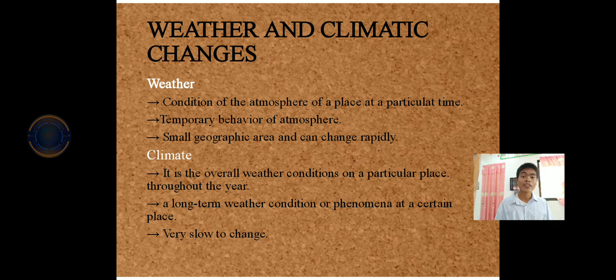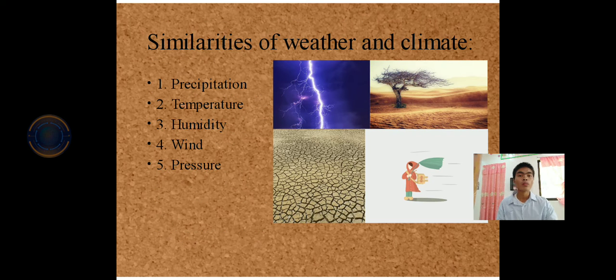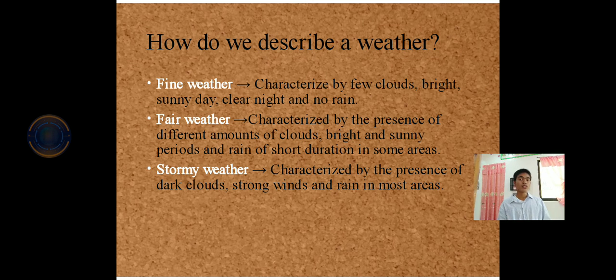The climate, on the other hand, is the overall weather conditions in a particular place over the year. A long-term weather condition or phenomena at a certain place, very slow to change. So that is the difference between the climate and the weather. The similarities of weather and climate: number one, both involve precipitation, temperature, humidity, wind, and pressure.